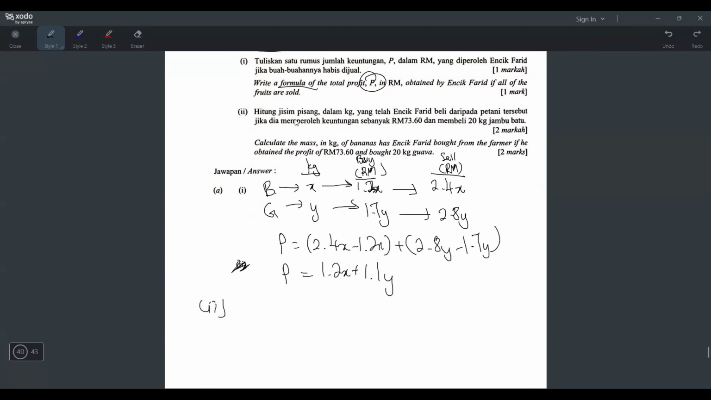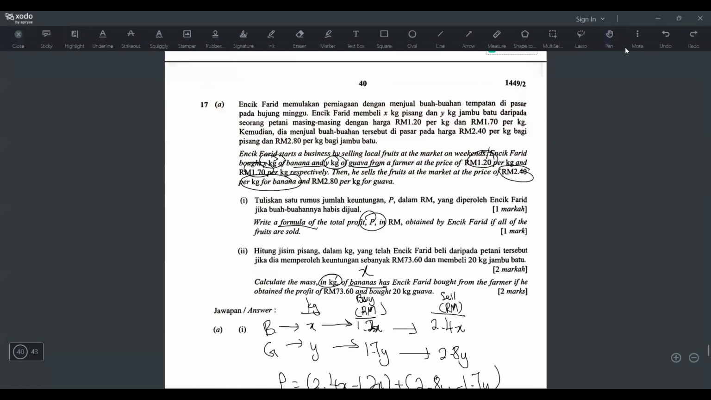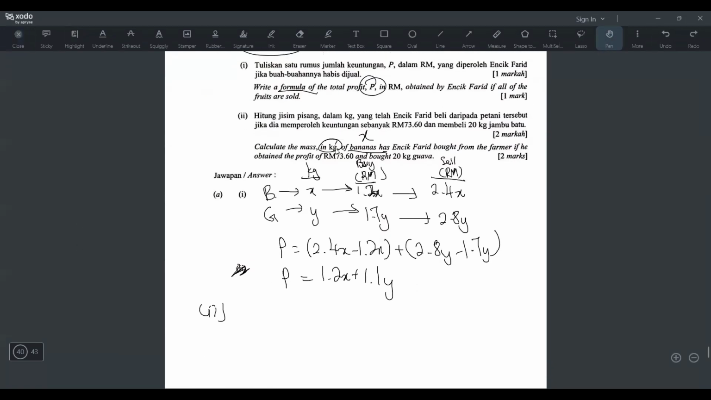Okay, let's do number 2. Number 2 says calculate the mass in kg of banana in x. Mass of banana, they use x to represent, right? That's why this thing is very useful. Even though I know most of you don't have the habit to write this, because this one tak ada marker actually, but I always like to write because it will help me. I don't have to read the whole thing again to see which one is x, which one is y. I can just look at this. It's very helpful to write this thing in the exam.